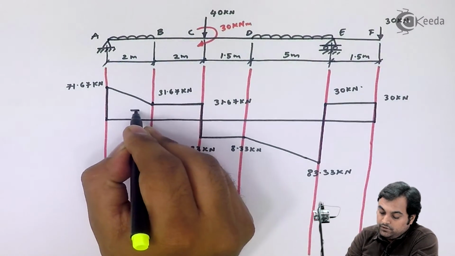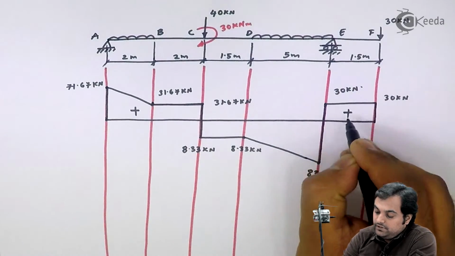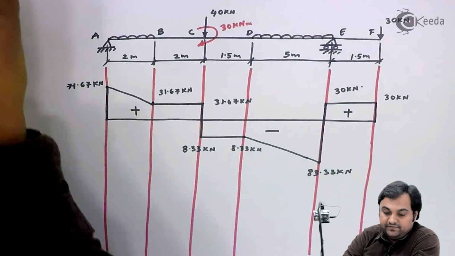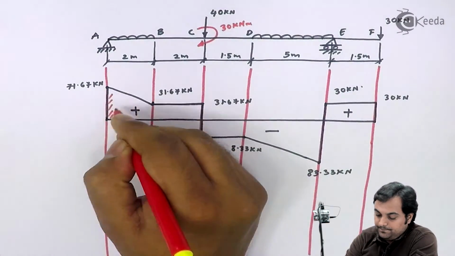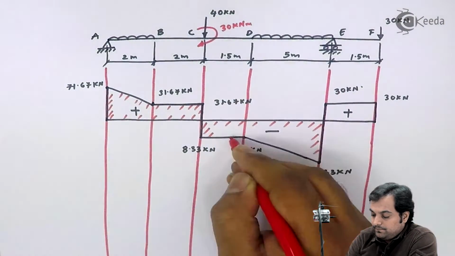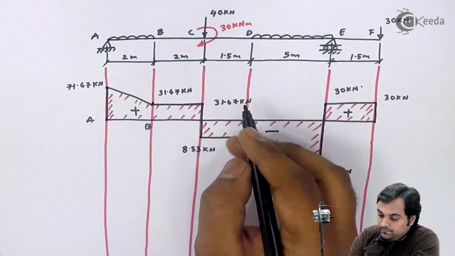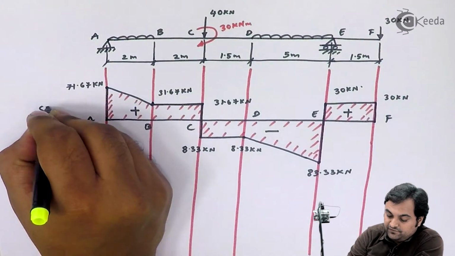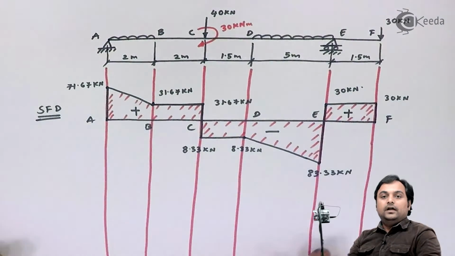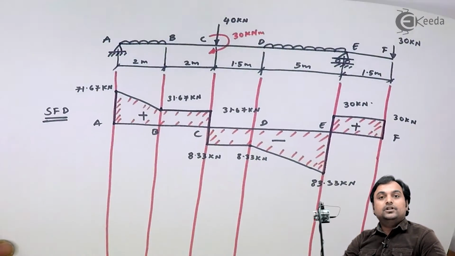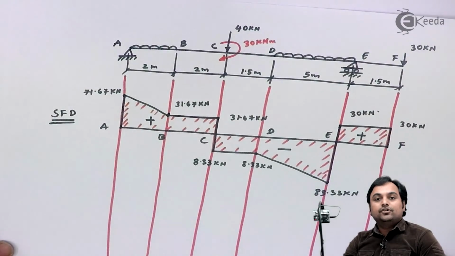So now here I have positive and negative sign above the line and below the line respectively. So this is the shear force diagram which we have. And here we complete step number 2. Now step number 3, calculation of bending moment.